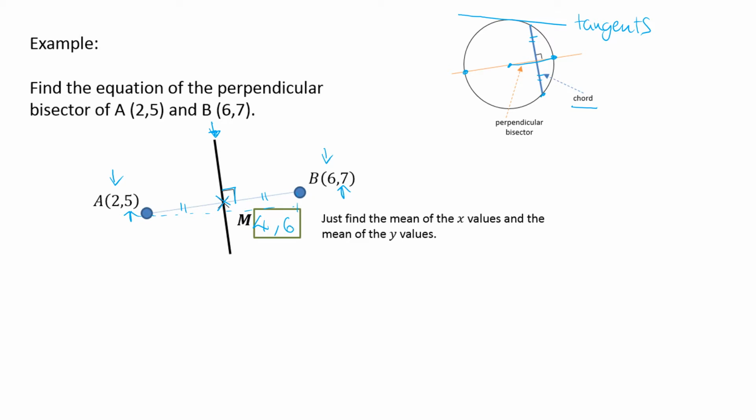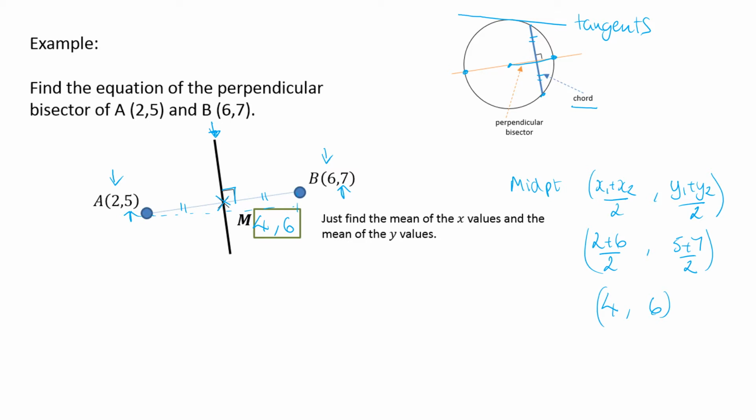Now, if it wasn't as easy to spot what's halfway between, what we can use to find the midpoint is the average of the x coordinates and then the average of the y coordinates. So x1 plus x2 in this case would be 2 plus 6, and then find the average. The y's would be 5 plus 7, find the average, and that would just give us the coordinate of the midpoint. So if we couldn't just spot what's halfway between 2 and 6, just add either end. 2 plus 6 is 8, and half of that gives us the 4. 5 plus 7 is 12, and half of that is 6.